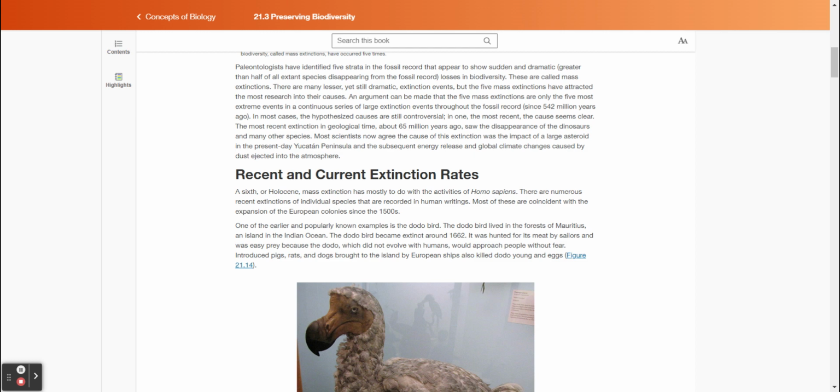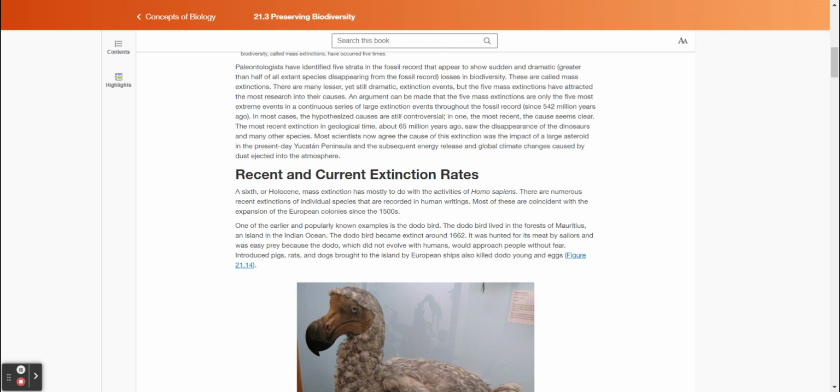There are many lesser, yet still dramatic, extinction events, but the 5 mass extinctions have attracted the most research into their causes. An argument can be made that the 5 mass extinctions are only the 5 most extreme events in a continuous series of large extinction events throughout the fossil record, since 542 million years ago. In most cases, the hypothesized causes are still controversial. In one, the most recent, the cause seems clear.